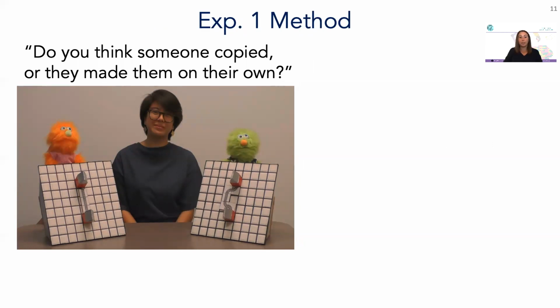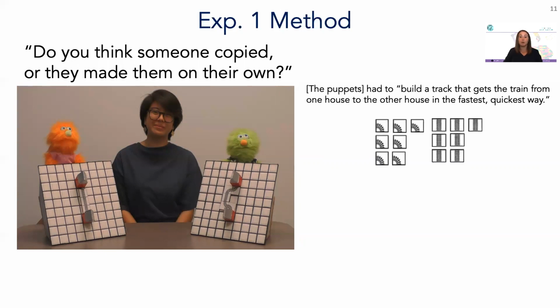Children were shown that each puppet had a game board grid with 2 houses on them and a set of train track pieces, some curvy and some straight. The puppets were asked to build a train track that would get the train from one house to the other house in the fastest, quickest way.